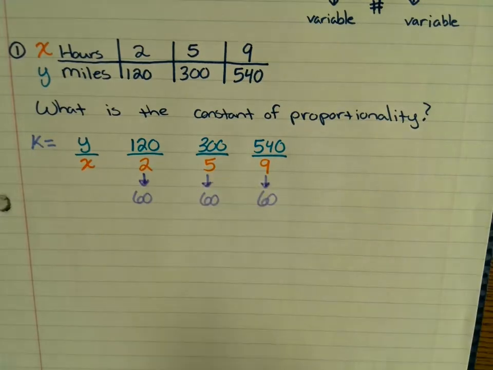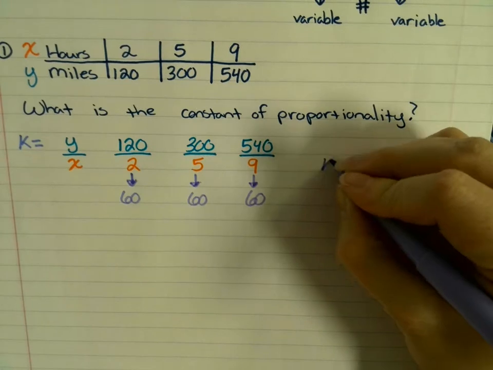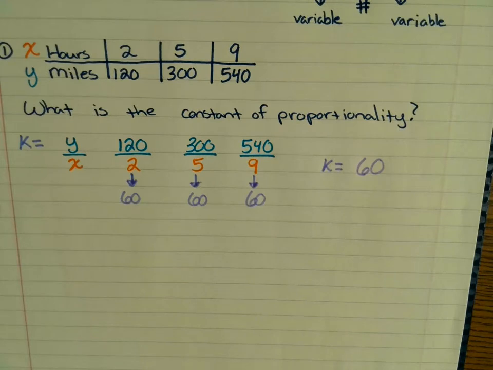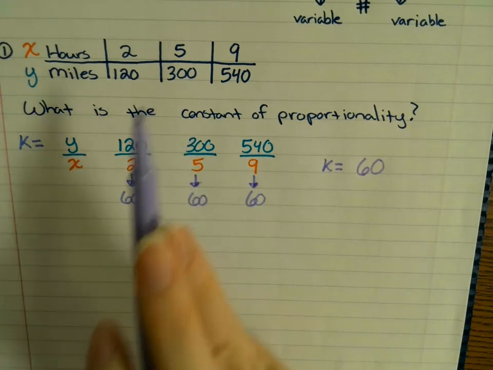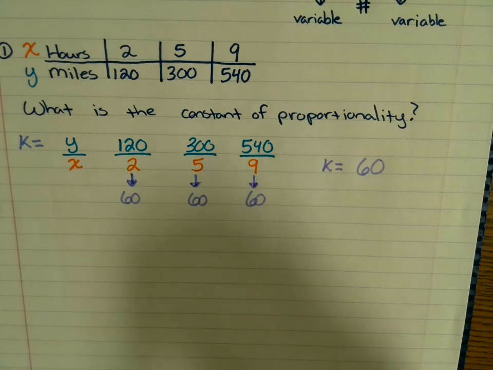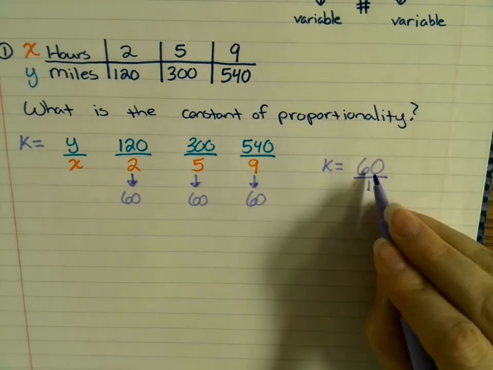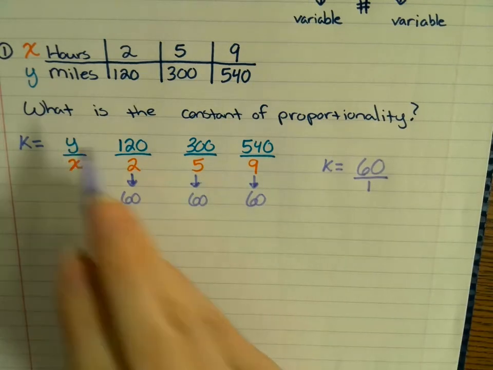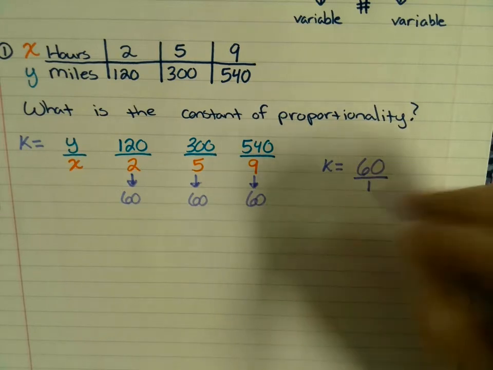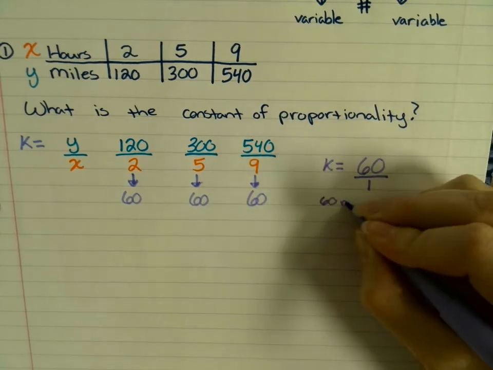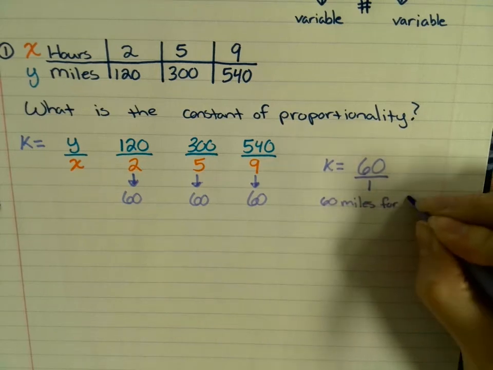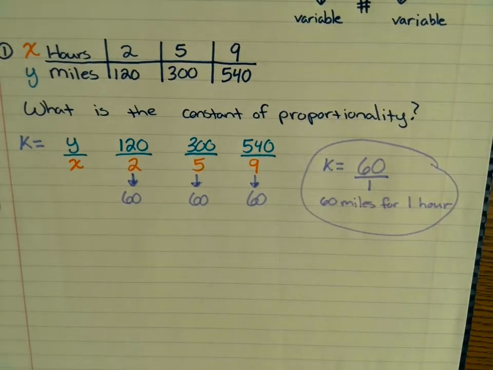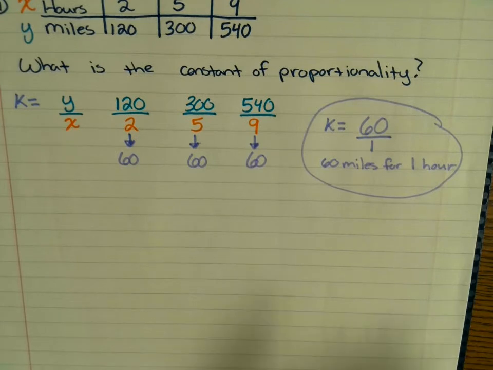So that means K, in this case, is going to be equal to 60, but I don't want to leave it just as a number. You always want to relate it back to the context of the problem. So it's 60 what? 60 over 1, yeah. But it's 60 miles, right? That's what Y was. Y represents miles for 1 hour. So I'm going to write that down. It's 60 miles for 1 hour. That's what our constant of proportionality is. 60 miles for 1 hour.